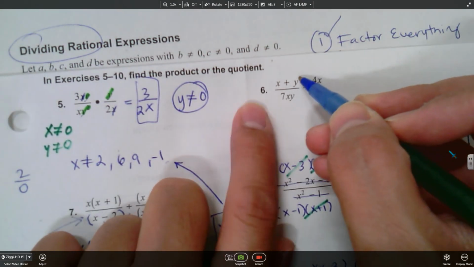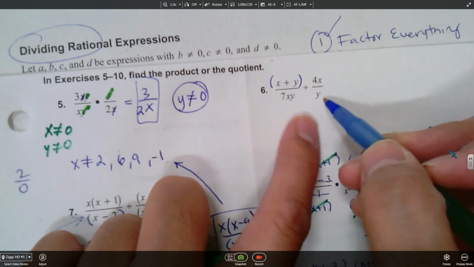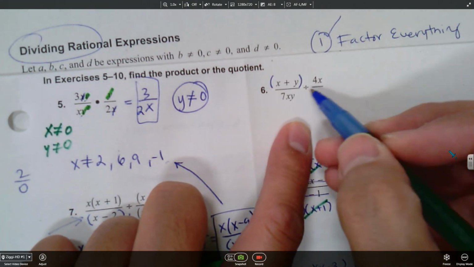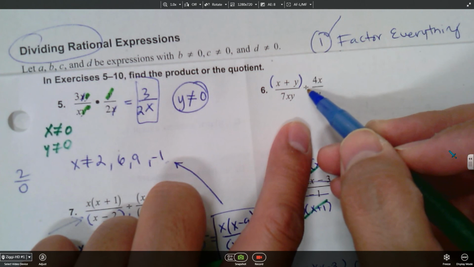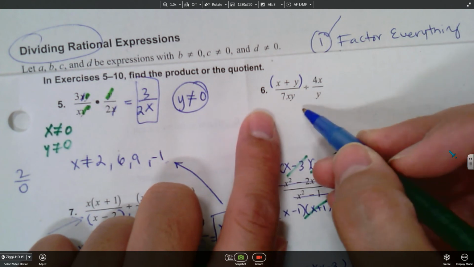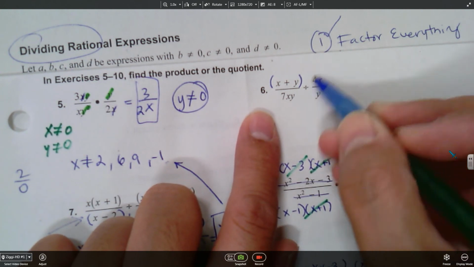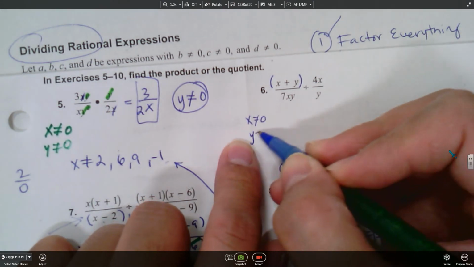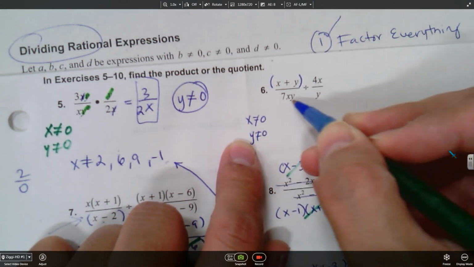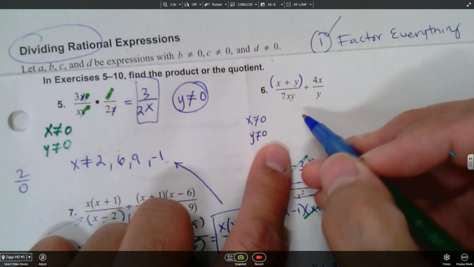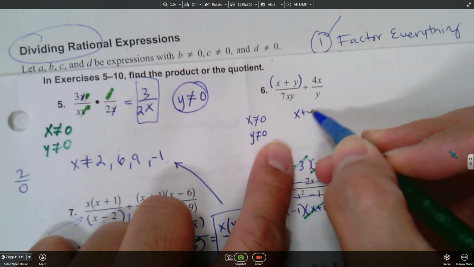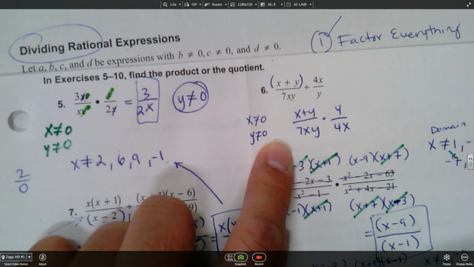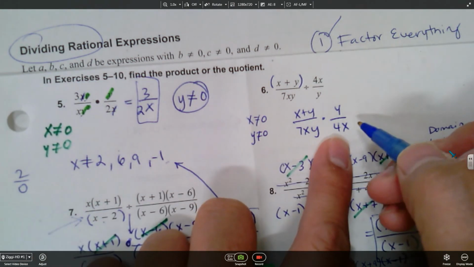Now, for these, I want you to put a big parenthesis here, because that blocks you from canceling this y with that y. And you don't want to cancel just yet because it's a division problem. So you want to flip the second one. Let's state restrictions first. x can't be 0, y can't be 0, the variables in the denominator. Okay, we're going to flip, put the y up there, put the 4x down here.